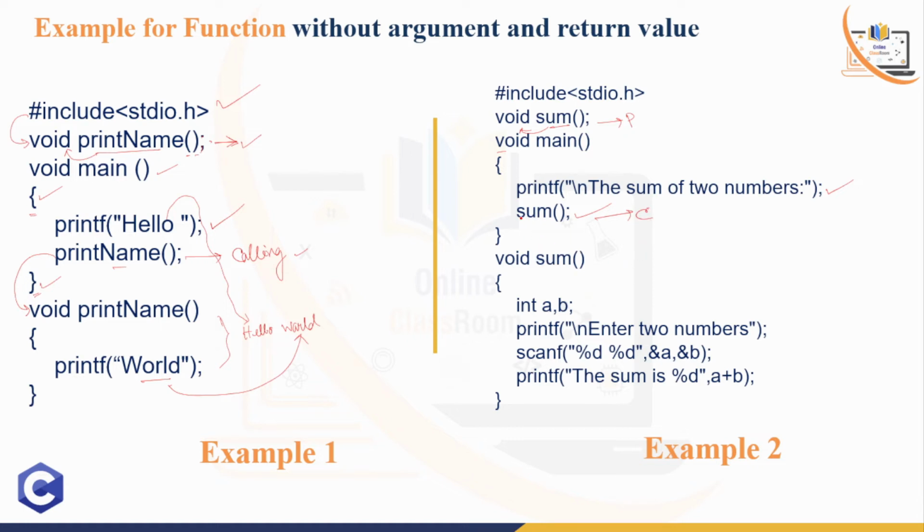According to the function structure, from the calling part it will directly go to the body part. So it means now it will directly go to this, and we can say it is the body part of that particular function. So void sum, inside this sum two integers are there. Now enter two integer numbers.